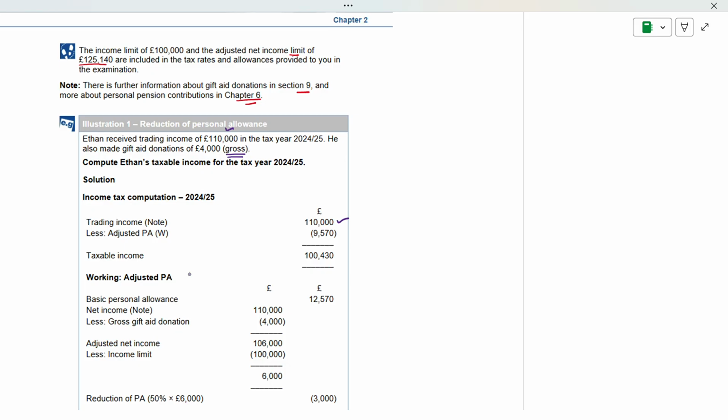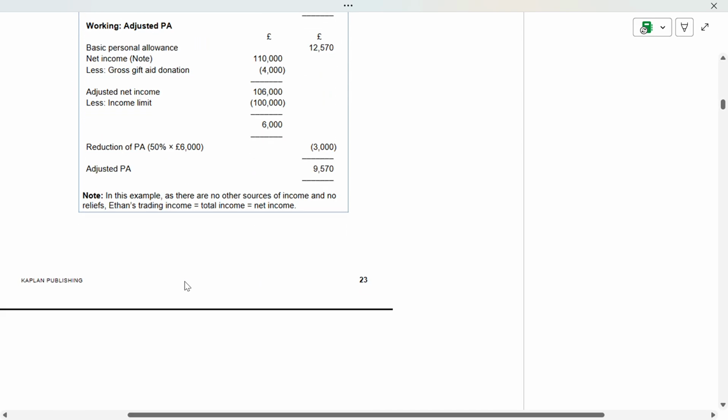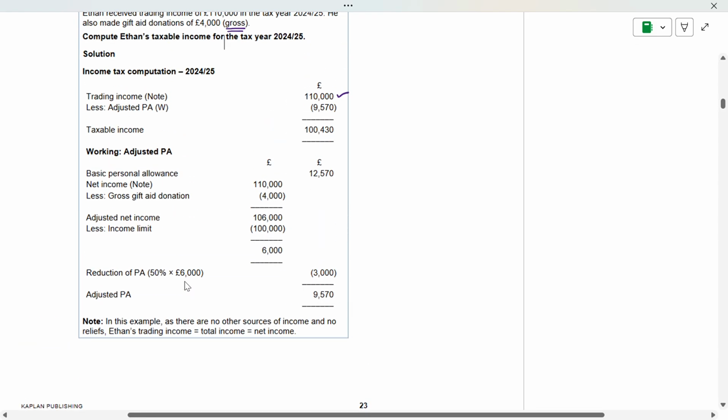When it exceeds 100,000, what we have to do? We have to make an adjustment. How much is the basic personal allowance? Basic personal allowance is 12,570. Now what is the net income you got? Net income you got is 110. From this you have to deduct the gross donation. How much donation was made? 4,000. Again, this is going to be ANI.